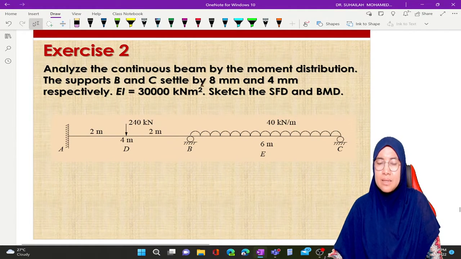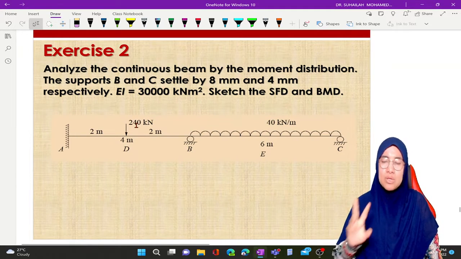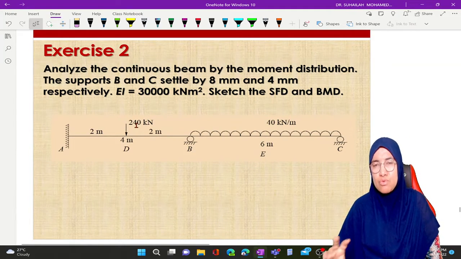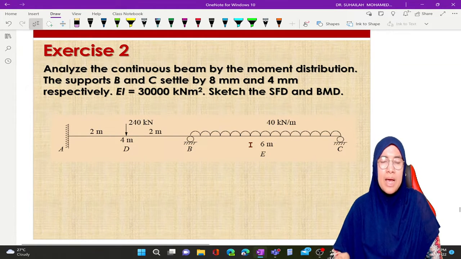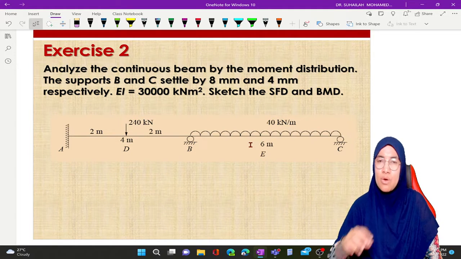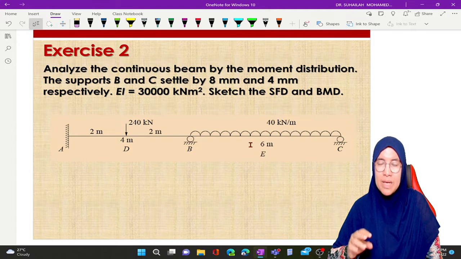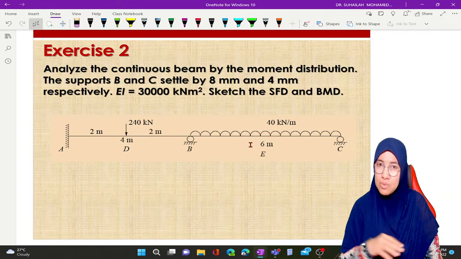B and C settle by 8 mm and 4 mm respectively. So this is only a 2-span beam, so for a 2-span beam the process will be very short. Anyway, I want to refresh. Actually, I have also discussed the concept of fixed end moment due to delta, due to support settlement last week.